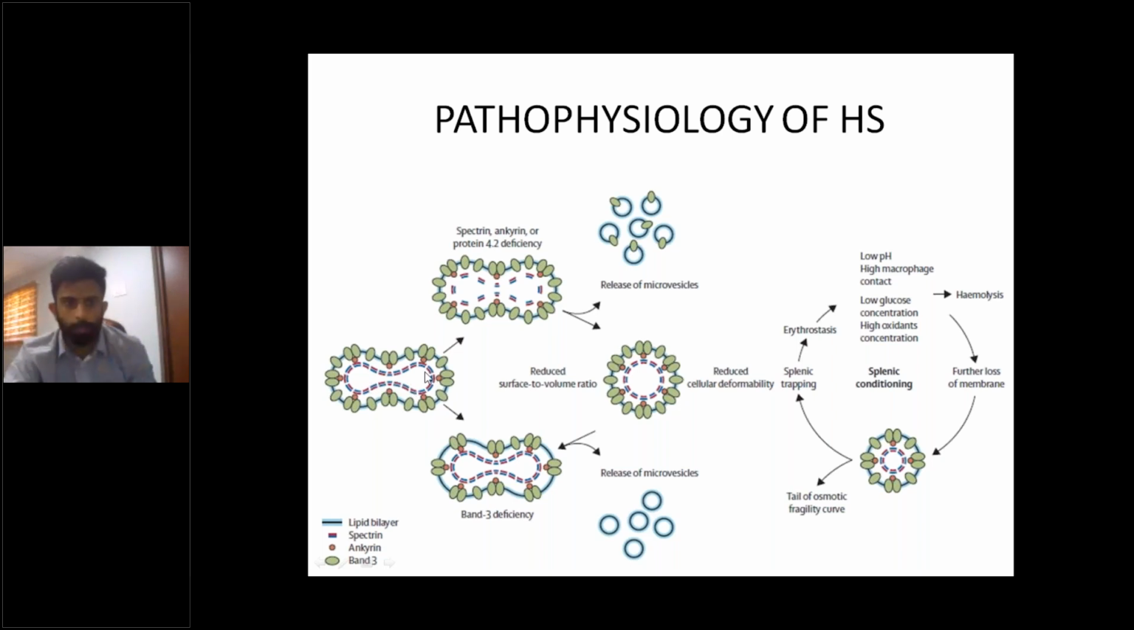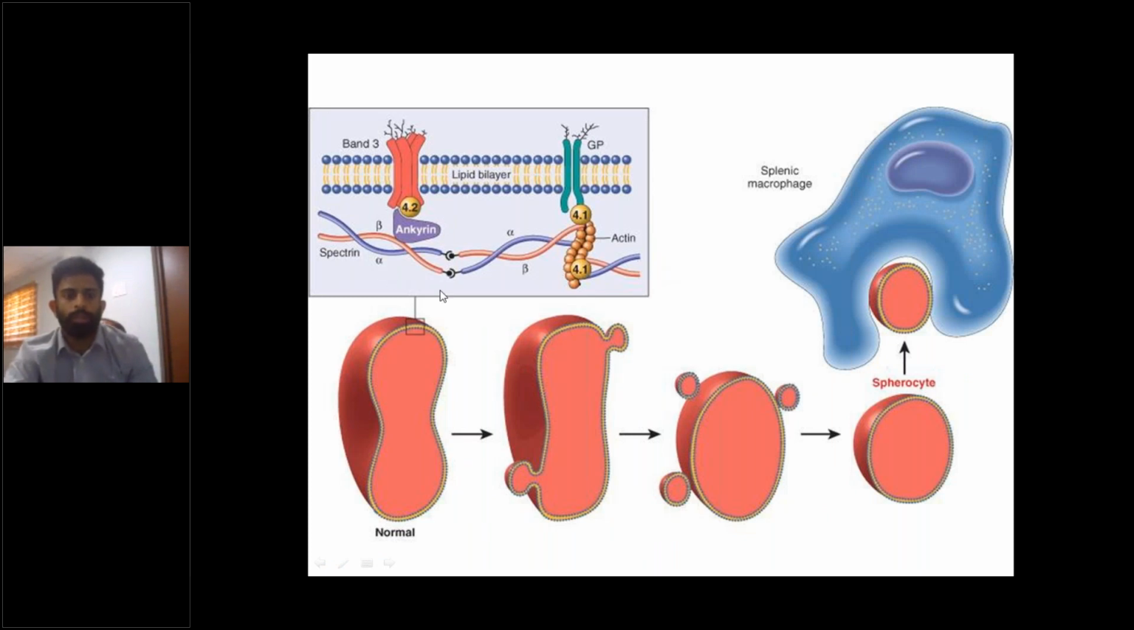The horizontal ones, parallel to the cell membrane, are spectrin, and these are band 3. So that is the pathophysiology of hereditary spherocytosis. Here you see a slightly enlarged version of this. You see ankyrin here, spectrin which is horizontal to the lipid bilayer, band 3 which is vertical to the lipid bilayer, and 4.2 protein here. And this is glycophorin, and actin, which is parallel to the lipid bilayer.